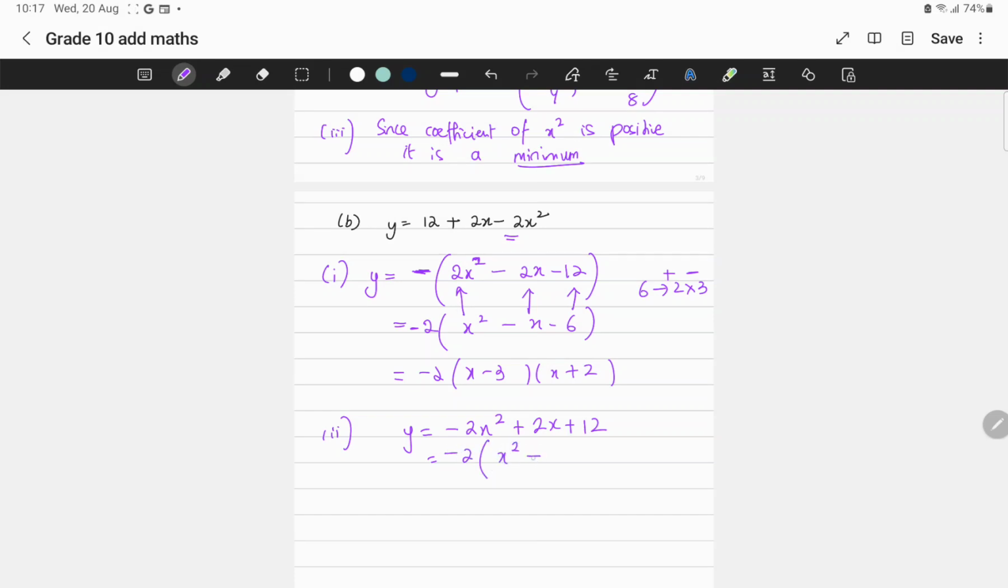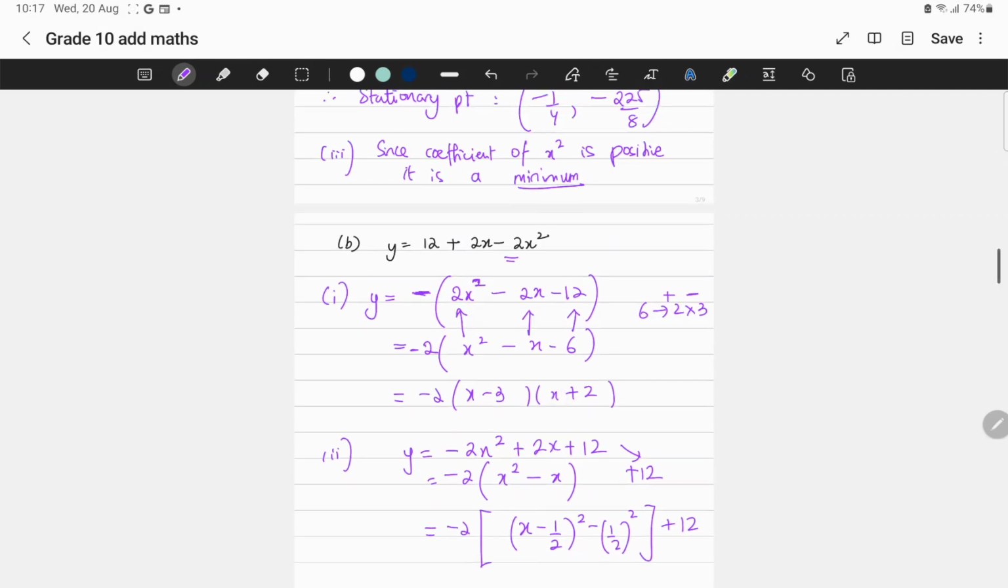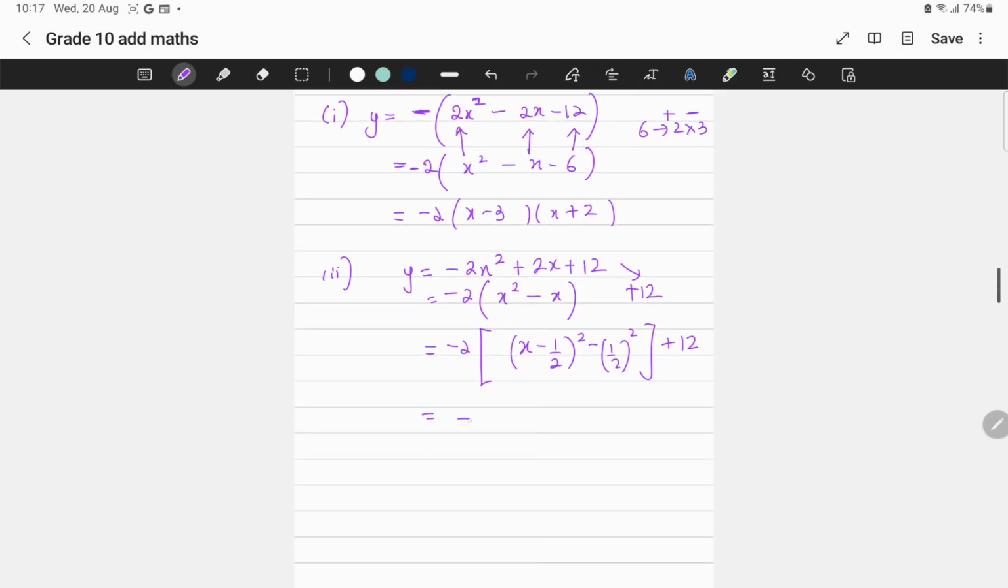X square moins x, ça plus 12 là, tout le temps vous laissez descendre comme ça, même comme vous faites completing the square. So minus 2, I open big bracket, x minus half to the square minus half to the square plus 12, which will give me minus 2, I multiply again, x minus half to the square plus 2 times 1/4 plus 12, minus 2 bracket x minus half to the square plus 25 over 2.